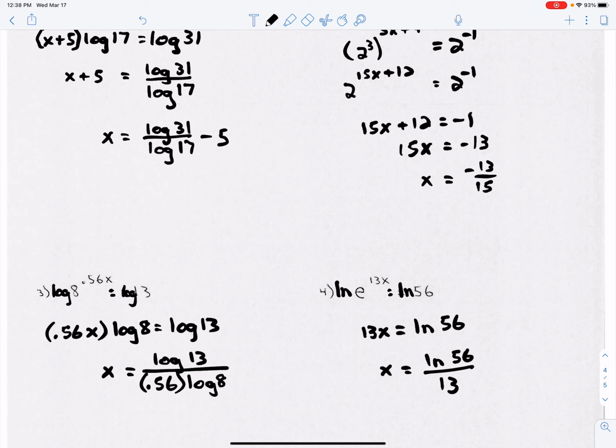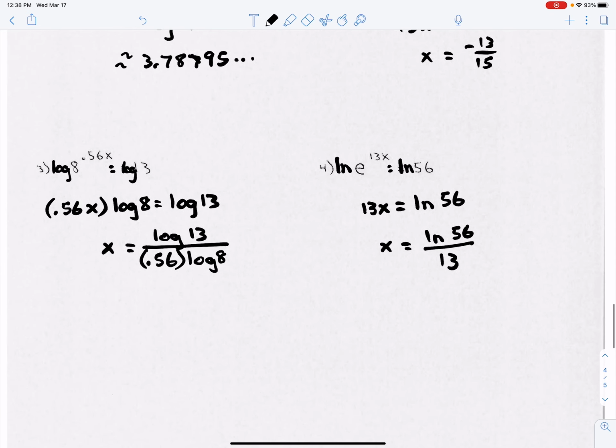Let's go back and just do this on the calculator. So I'm going to take the log of 31, divide by the log of 17, sum it up, and then subtract 5. And you should get approximately 3.78795, blah, blah, blah. And what you round off to just depends on what Alex asks or what I ask for.